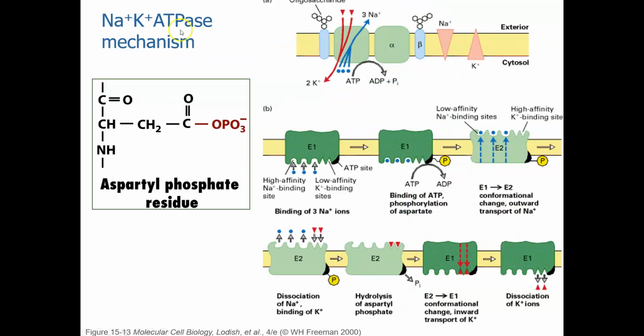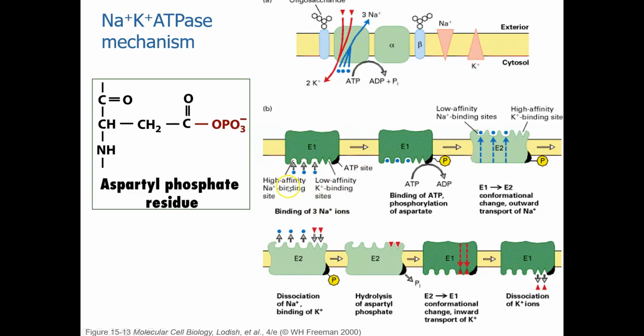So this is how it works. If we look up here, the pump will bring 2 potassiums in, and it will eject 3 sodiums out. ATP will be hydrolyzed, and this maintains the concentration of sodium inside the cell low relative to the outside, and a high potassium concentration relative to the outside.